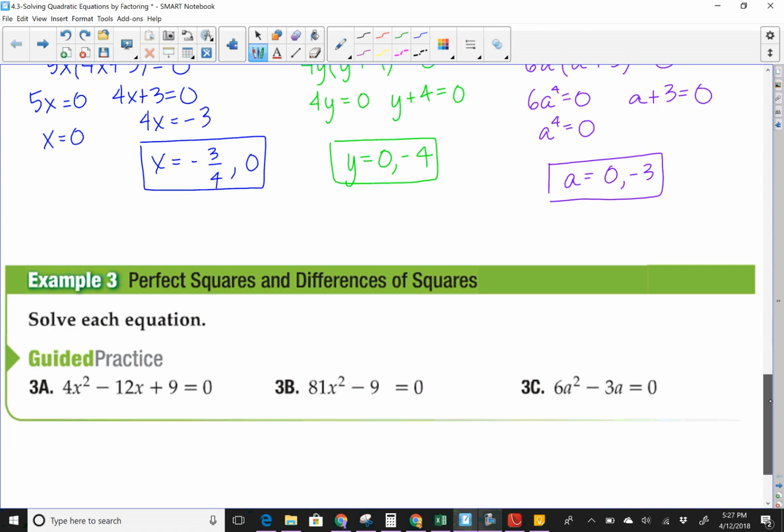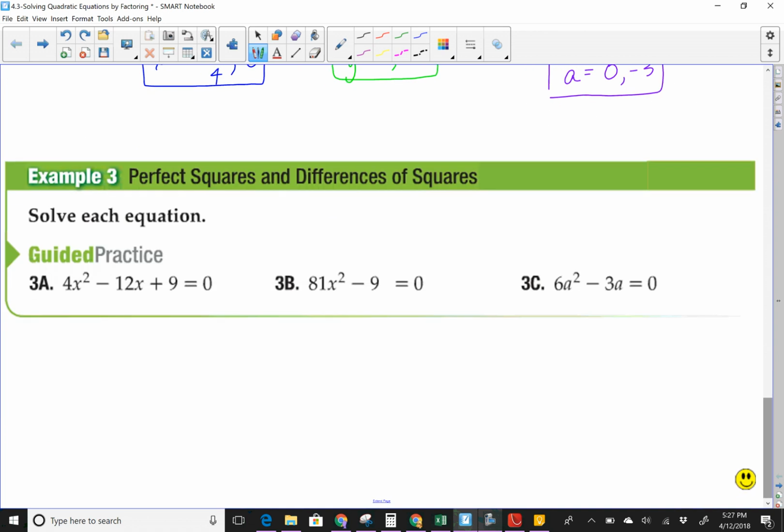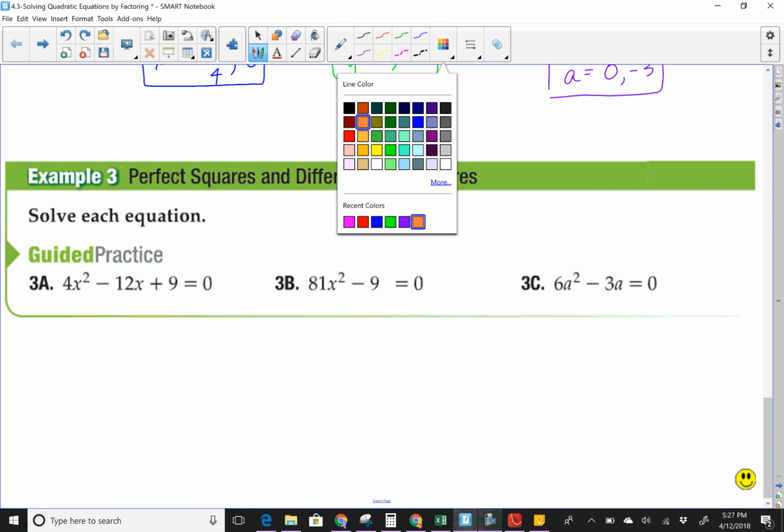All right. Perfect squares and difference of squares. Okay. So, real life, they're not going to tell you what kind of problem it is. You got to be able to recognize it. So we'll keep going though. So you've got the pattern.